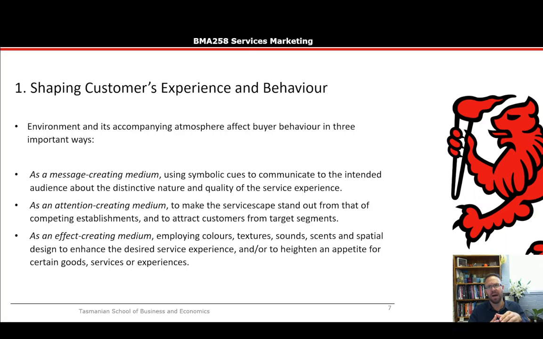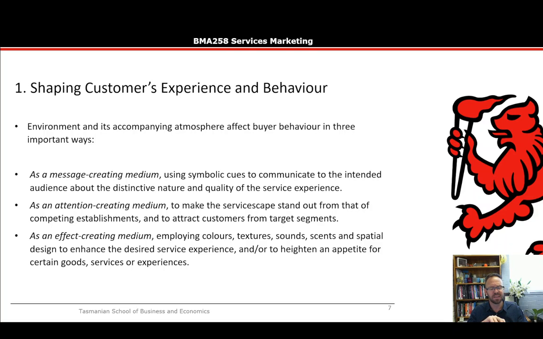So if we're trying to send a message, like behind me here, we've got a diploma there, a Doctor of Philosophy thing there. So that is a message saying something about the academic credentials of your lecturer, right? Which is an example, and often when you go to doctor's surgeries, they have the certificates on the wall. You go to a taxation place, they'll have their memberships on the wall, all those types of things. They create a message in themselves. So also the service environment is an attention creating medium.